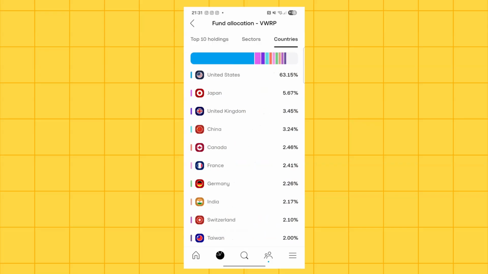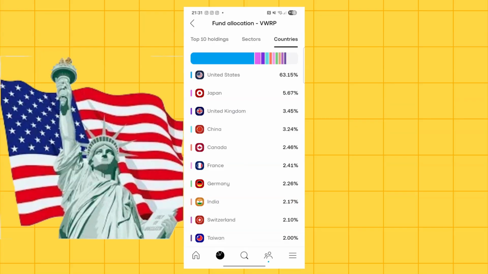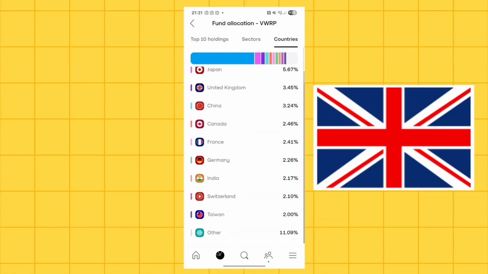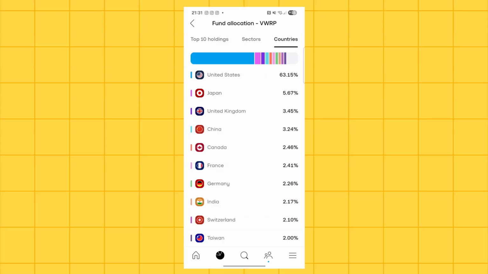Finally, you can also look at the geographical split by countries. This aligns with what we just saw and is heavily weighted to the United States, because those companies we talked about are all predominantly based in the US. The United Kingdom makes up just 3.45%. That's less than Apple on its own. And as a British investor, I want to try and put a bit more of my money in our country.